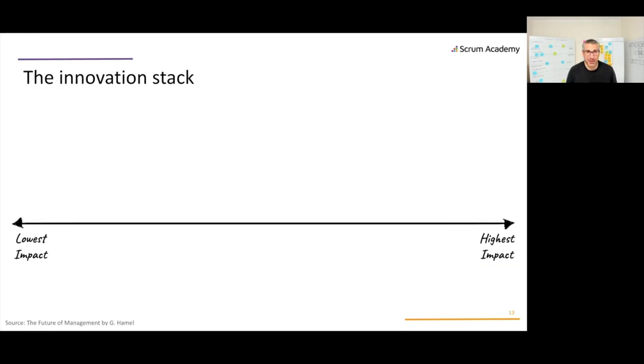So let's continue. Now, looking at innovation, it's important to distinguish what types of innovation are out there. And there are many different ways to make a categorization. The one that I like best is from Gary Hamel, outlined in his book, The Future of Management. And he distinguishes four different types of innovation. The first type is operational innovation.